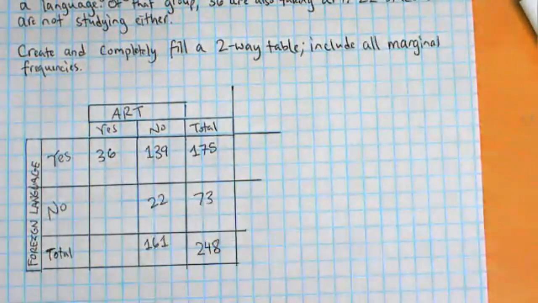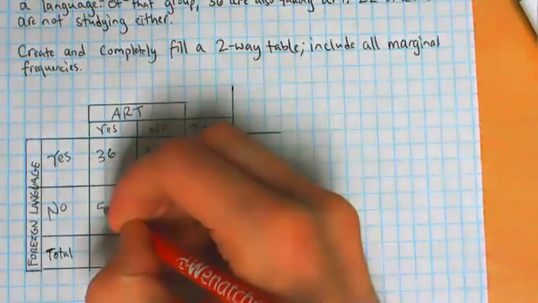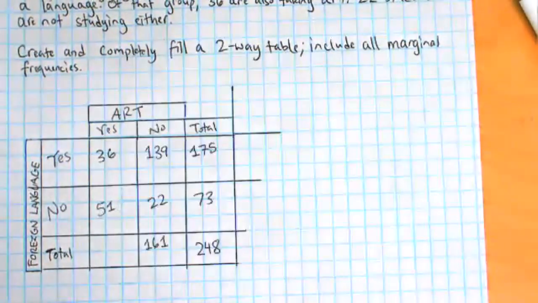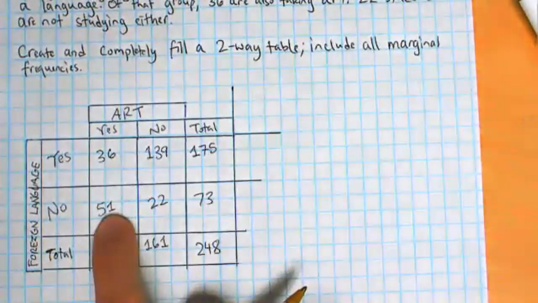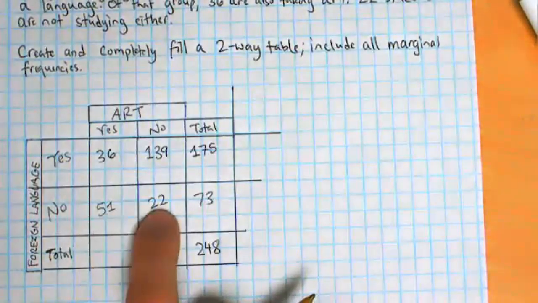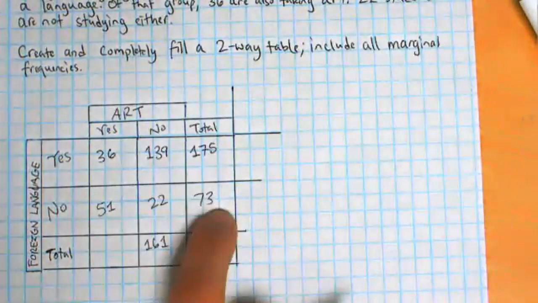So we do 73 minus 22, and we get 51. 51 students are taking art and not taking a foreign language. 22 are taking neither art nor a foreign language, for a total of 73 not taking a foreign language.